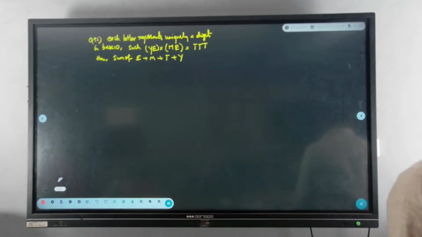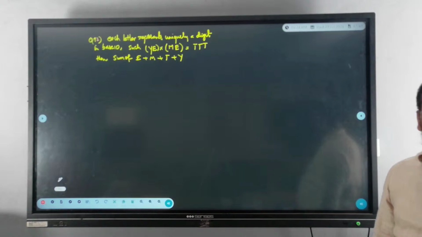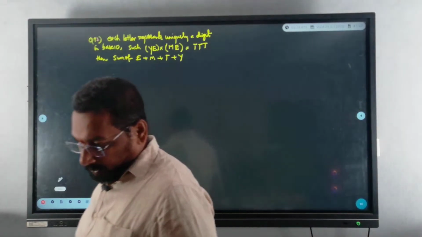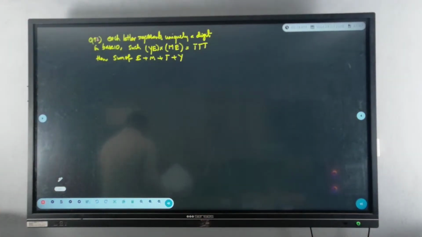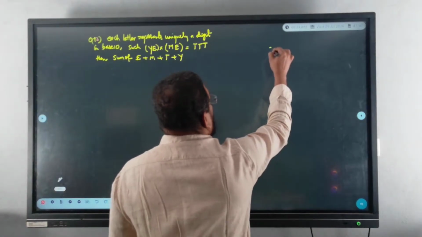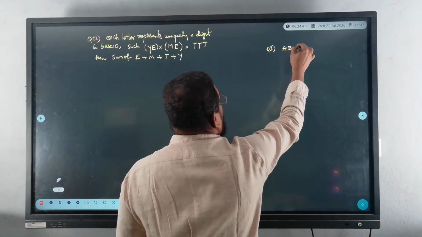Okay. Third question, I'll explain. A 3-digit number ABC in that order is divisible by 9. A is an odd digit and C is an even digit. B and C are non-zero. The number of such 3-digit integers.